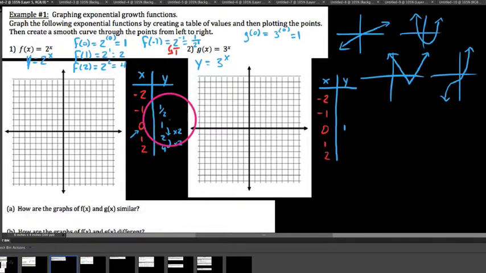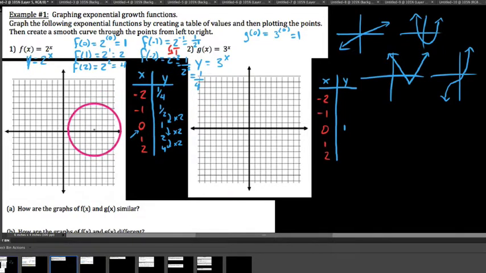So in other words, 1/2 is what I could take times 2 to get this 1 right here. And then also if we were to plug in, say, -2 here, we would get 2 to the -2 power, which is really 1 over 2 to the +2 power, which really gives us 1 over 2 squared, which is 4. So we get 1/4.